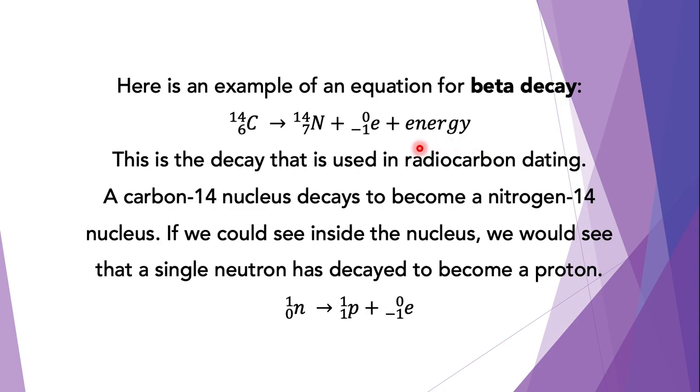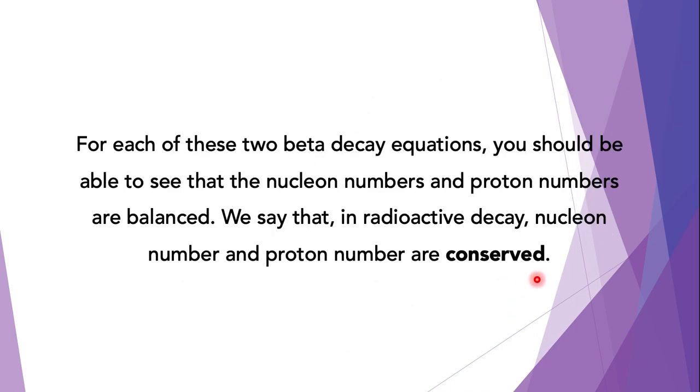So, for each of these two beta decay equations, this is one equation and this is one equation. You should be able to see that the nucleon numbers and proton numbers are balanced. So we say that in radioactive decay, nucleon number and proton number are conserved. When they become balanced after emitting the radiation, after the decay, we say that the nucleon number and the proton number are conserved.